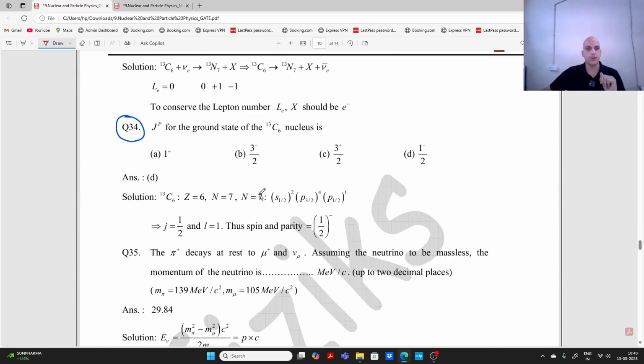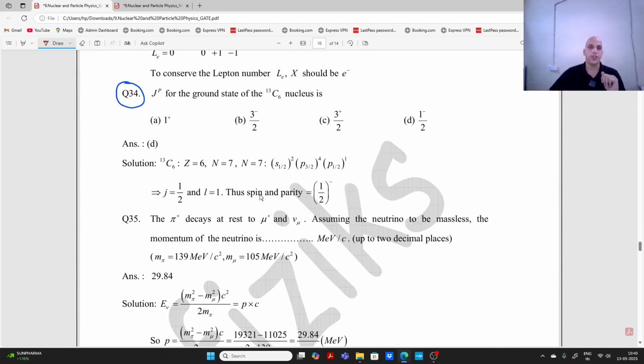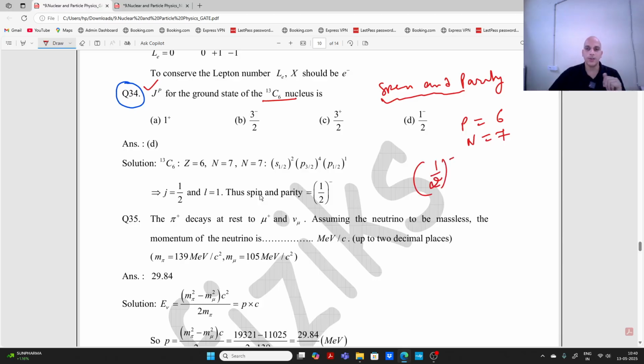I'm going to the next question. Jp of the ground state of carbon. Again, same thing. Jp means spin and parity. Don't confuse it. So the same thing, I have calculated it for proton equal to 6, neutron equal to 7. So it is 1/2 negative. It is calculated in the above example, 1/2 negative. So this is the correct answer, right?